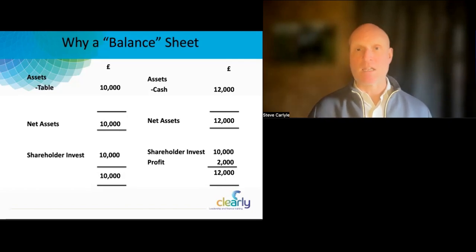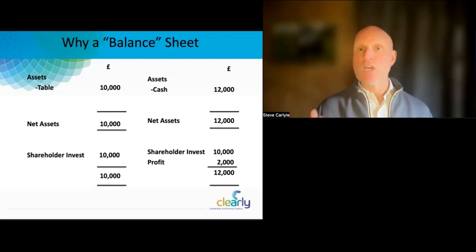We'll be looking in detail at the profit and loss account in the next video, but we produce a profit and loss account so we can give the shareholders an analysis of how the profit changes over the period that we're looking at in the financial statements.